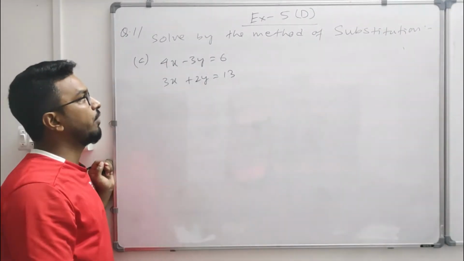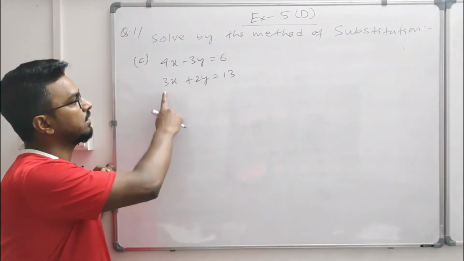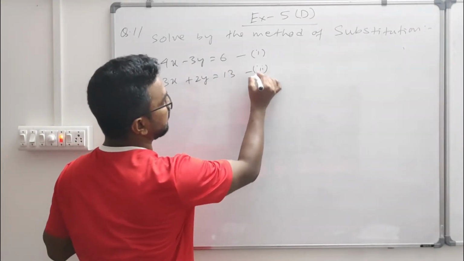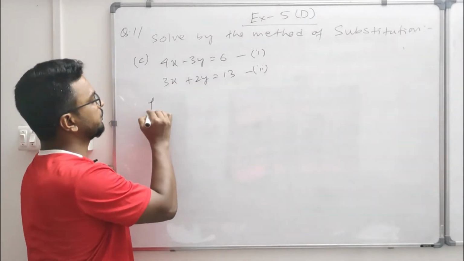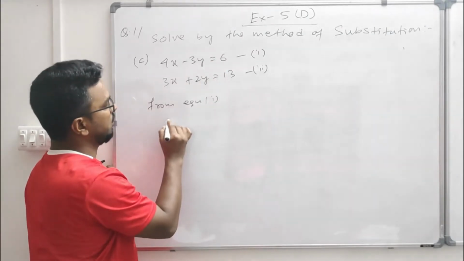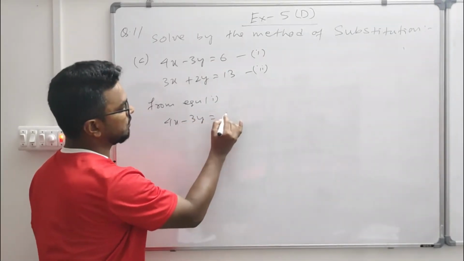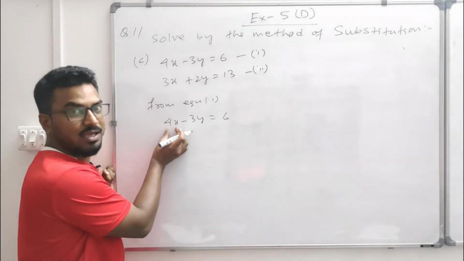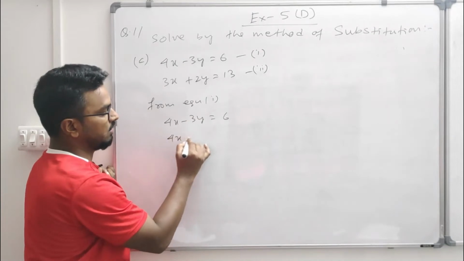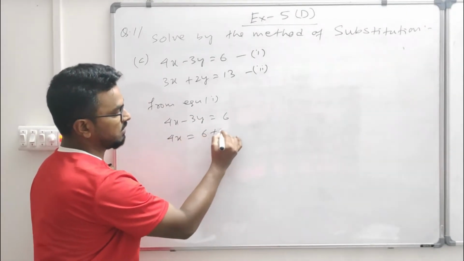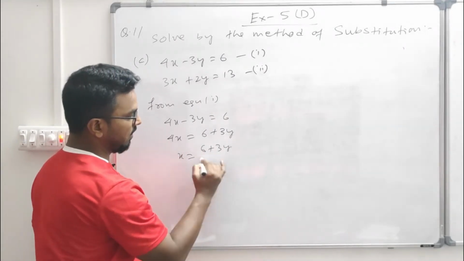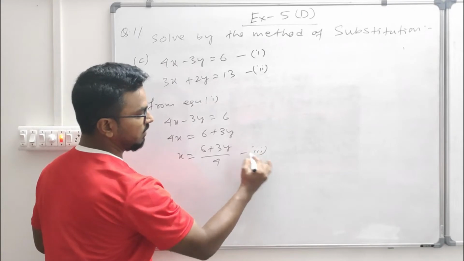So the next question is given 4x minus 3y equals to 6 and 3x plus 2y equals to 13. So let's take this one as equation 1 and equation 2. Now from equation 1, you just take this equation here, 4x minus 3y equals to 6. Now we'll keep the x term here and take this minus 3y to the right hand side. If you take it to the other side, 6 plus 3y. So the value of x will become 6 plus 3y by 4. So this will become equation number 3.